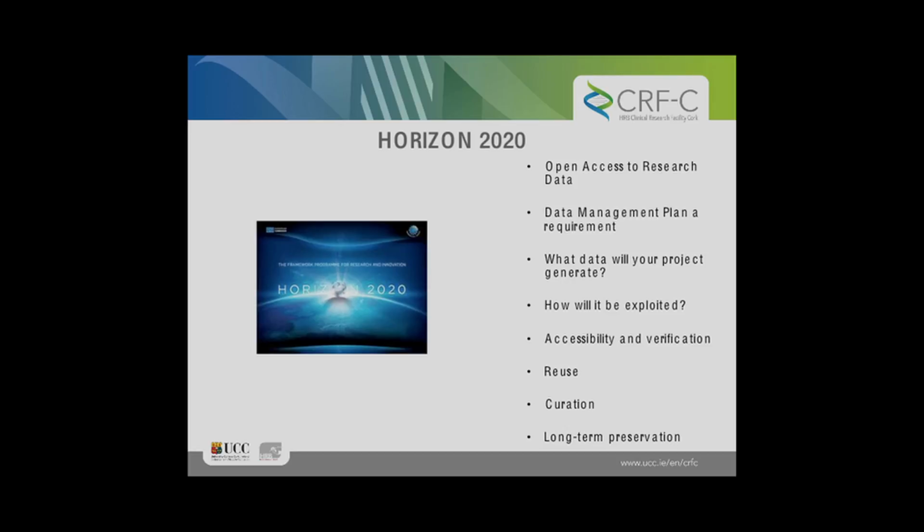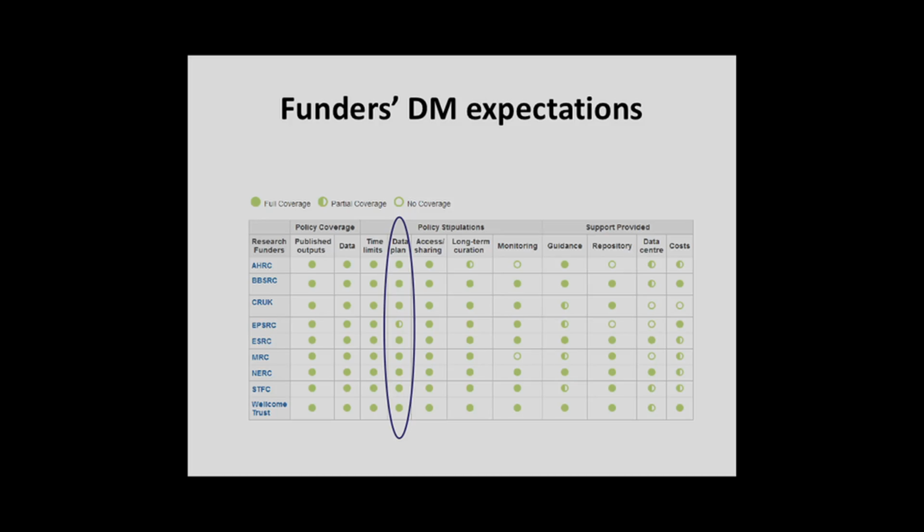So some of you have been involved in Horizon 2020 applications. Some of the pathways piloted data management plans, and they asked for specific things. They asked what data your project will generate. How will you exploit it? How is it accessed? How is it verified, reused, curated, and preserved long-term?